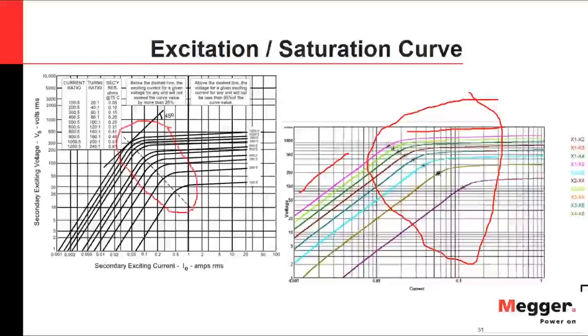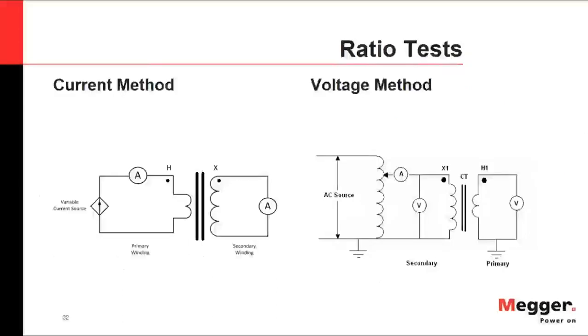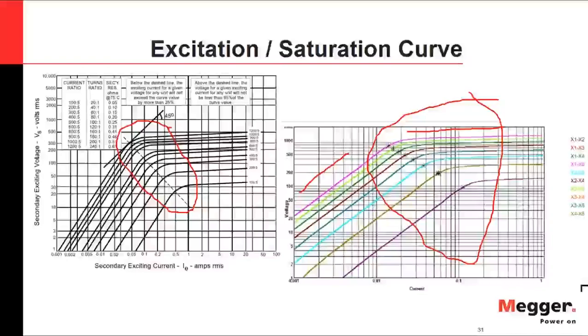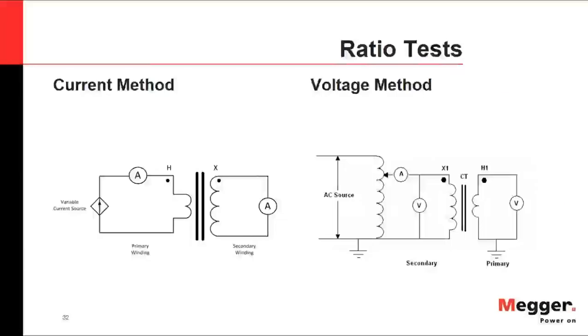Now we move into the ratio test. As soon as we know, according to this table, where my saturation point is for the specific CT that I'm testing, I know that the ratio test can be measured on the linear zone of the response. So the next stage is the ratio test. And the ratio test basically could be done by two methods, the current method and the voltage method.